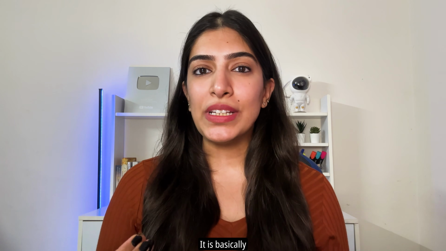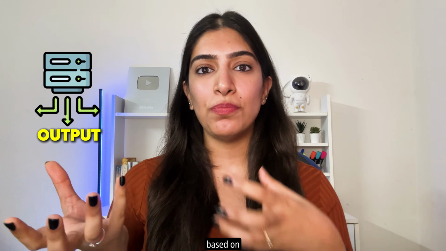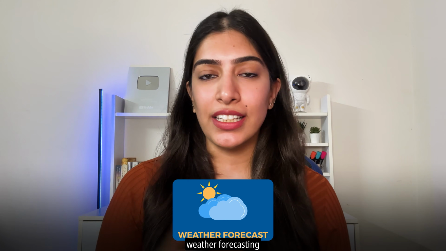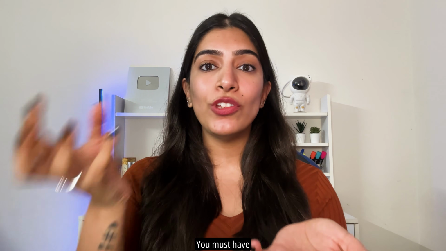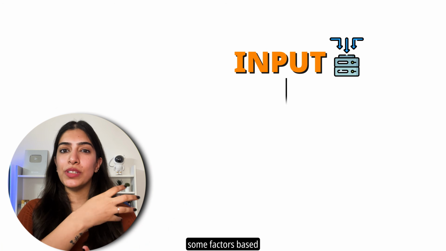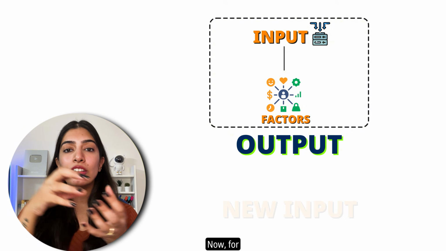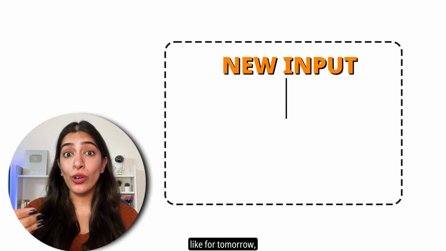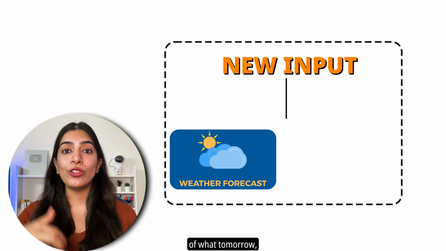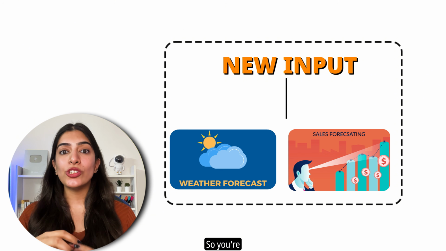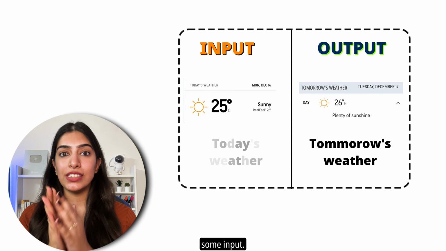The first type of machine learning is quite simple. It is basically about predicting an output based on some input. Sounds very simple, right? Like when you're doing weather forecasting or when you are trying to predict sales in Amazon or Walmart. So what do you have? You must have had some input, which would be some factors based on which you would have seen that these are the outputs in the past. Now for a new input, like for tomorrow, what is going to be the weather? Or for tomorrow, what is going to be the sales? So you're predicting the output based on some input.